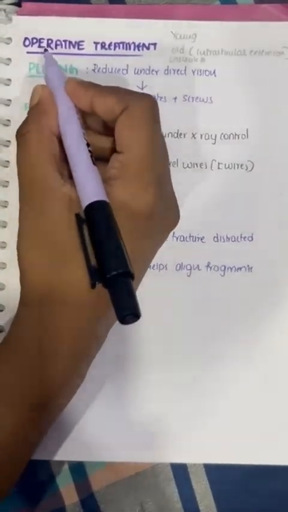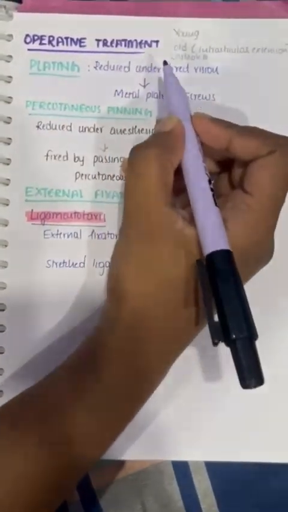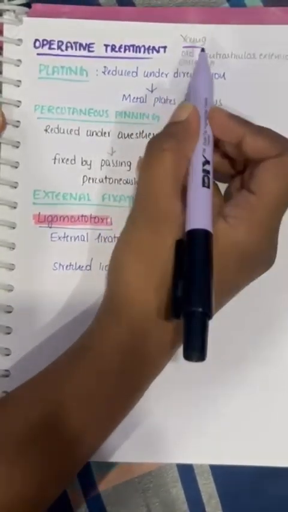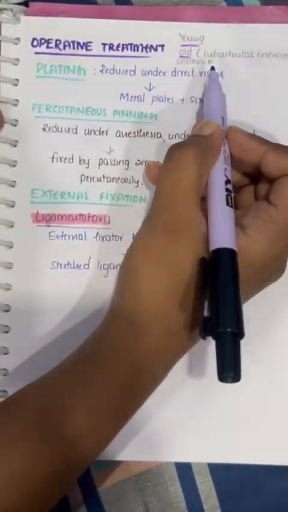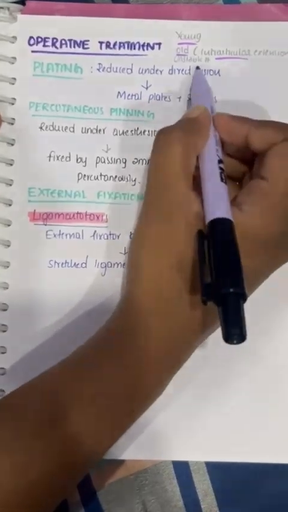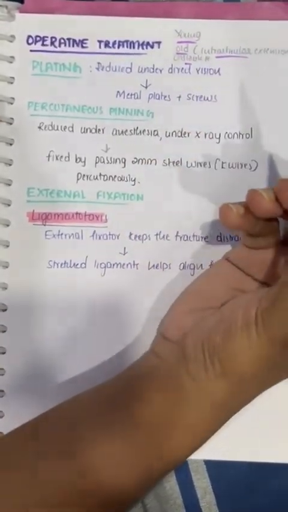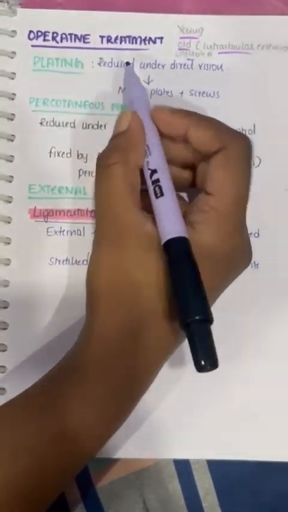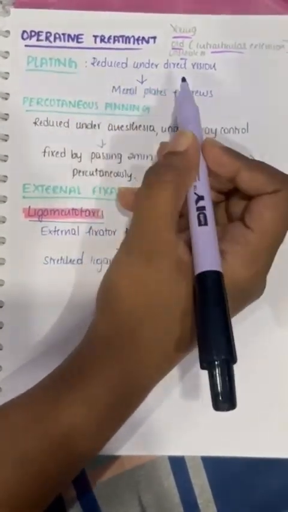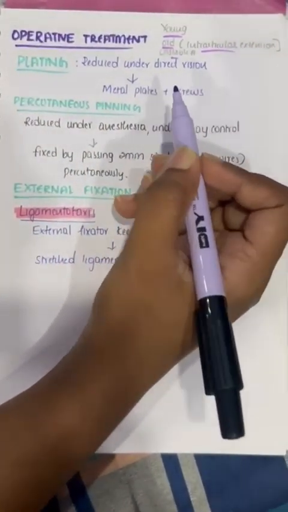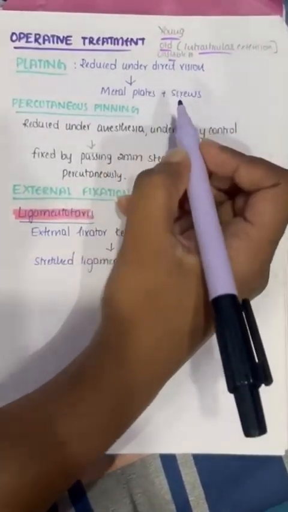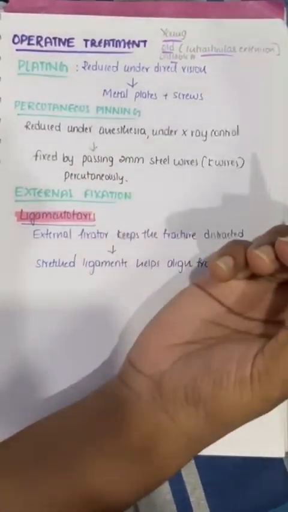Now let's see the operative treatment of Colles fracture. So operative treatment like surgery is needed mostly in the young patients and in the old persons where there is an intraarticular extension and in unstable fractures. The first method is plating. So in plating, it is reduced under direct vision. The surgeon opens the area and directly aligns the fragments. So metal plates and screws are used here to hold the bone in proper position.